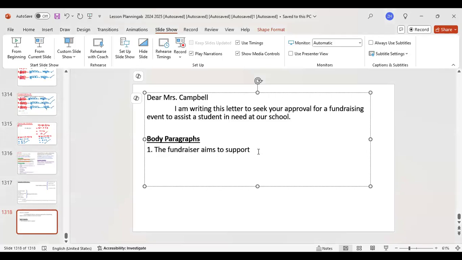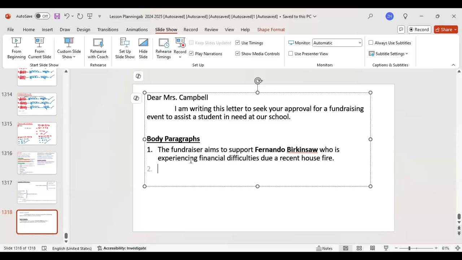Aims to support. Wow, he definitely needs help. This fundraiser aims to support Fernando Perkinsaw, who is experiencing what? His house burned down. His house burned down, right? Financial difficulties due to what? House, no parents. Due to a recent what? House fire, right? Okay.